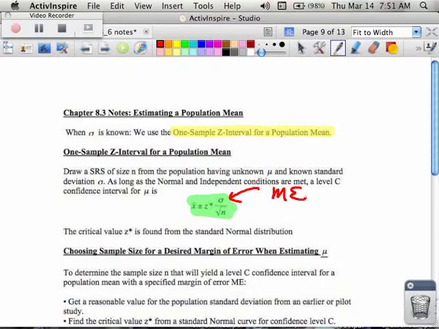Okay, so just like in the past, we take our simple random sample of size n from our population. It has an unknown mean, mu, instead of proportion, p. And it has a known standard deviation, sigma. As long as it's normal and independent, our confidence interval is x bar, which is our mean of the sample, plus or minus the z-score, times the standard deviation over the square root of n.